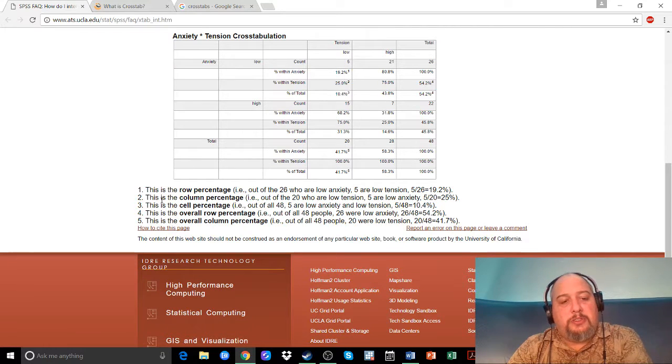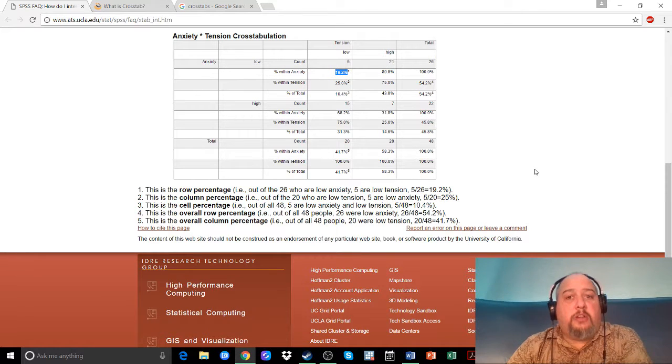So what they did was, here they are just showing the row percentage. And if we come up here, here's the 1. It says this is the row percentage out of the 26 who are low anxiety, 5 are low tension. So 5 divided by 26 is 19.2%.